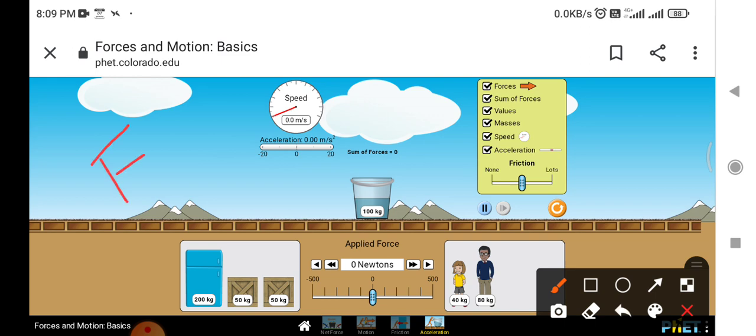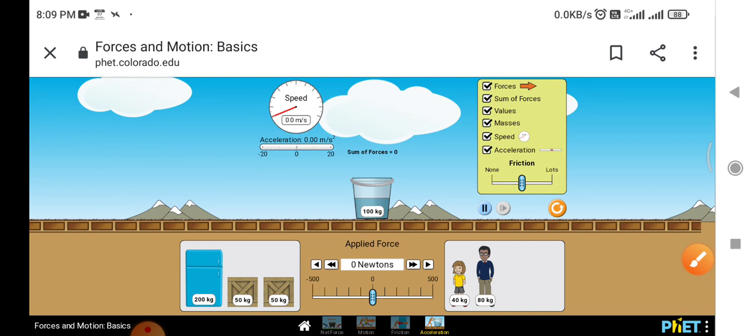So from this we can learn that F equals ma. More force means more acceleration. More mass means we need to give more force. And after reaching a certain distance, the speed of the object will be reduced. It indicates that the object's acceleration is reduced.